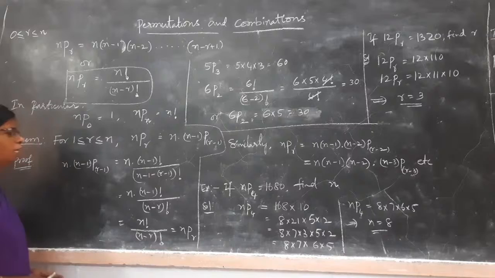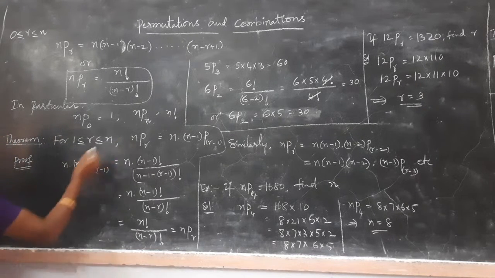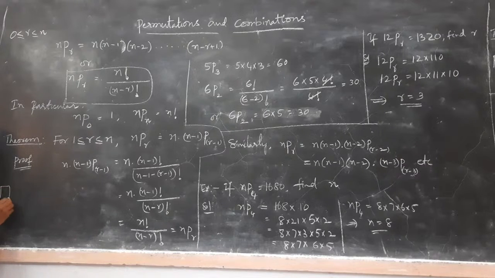So see here, nPr means the number of ways of filling r blank places.